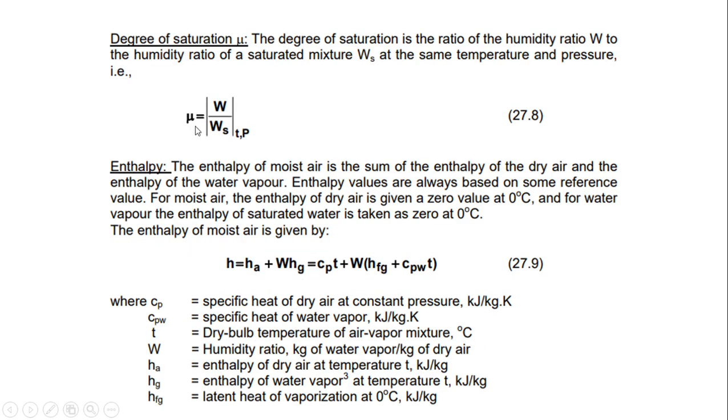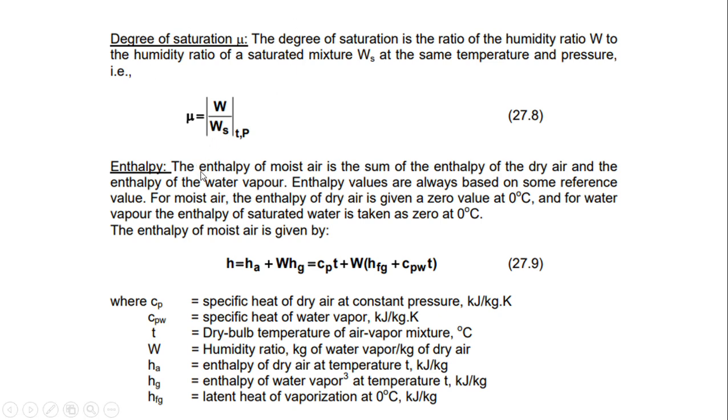Next, degree of saturation, which is denoted by mu. The degree of saturation is the ratio of the humidity ratio to the humidity ratio of the saturated mixture. That is, the ratio of specific humidity of moist air to the specific humidity of saturated air, omega by omega s.